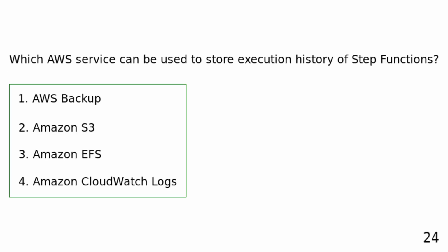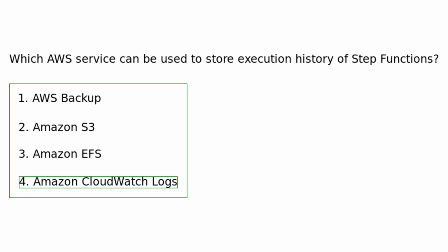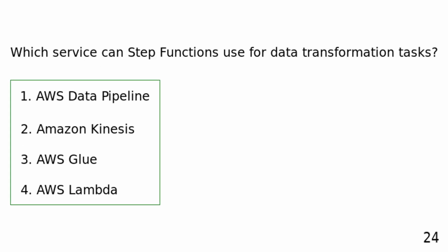Which AWS service can be used to store execution history of Step Functions? AWS Backup, Amazon S3, Amazon EFS, Amazon CloudWatch Logs. Amazon CloudWatch Logs is used by AWS Step Functions to store execution history, providing a detailed record of each state transition and task outcome.